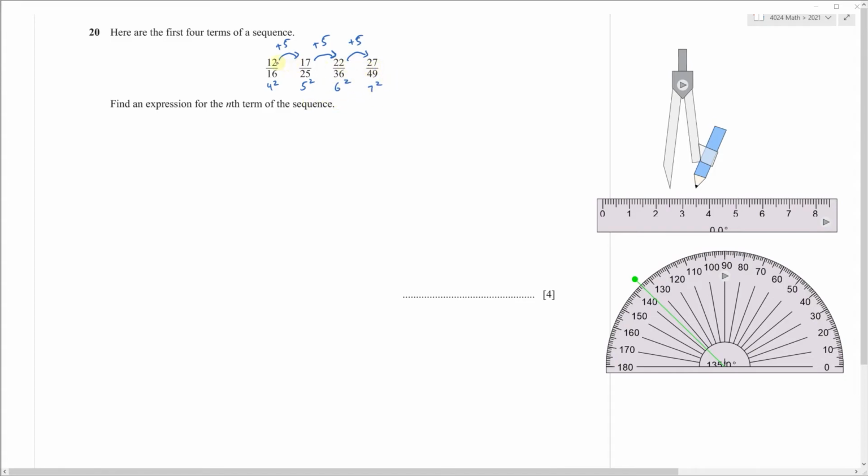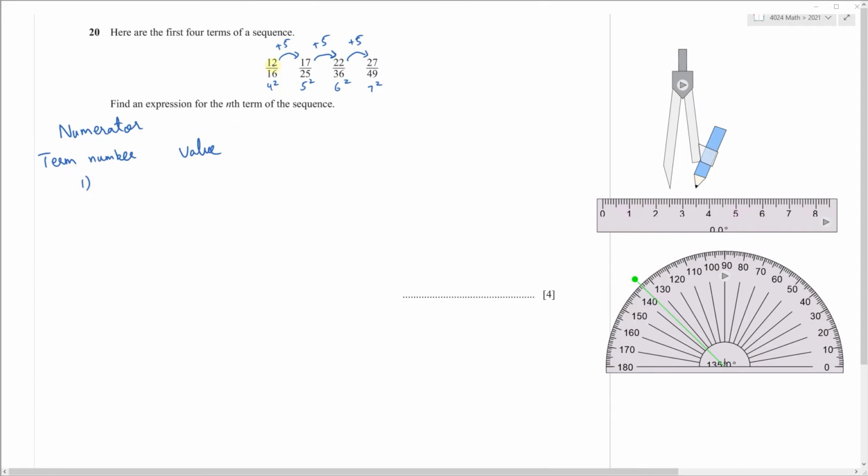So both the numerator and the denominator have a different pattern. So we'll find the nth term separately. First we'll do it for the numerators, and then we'll do it for the denominators. So let's look at the numerators first. So numerators, so you have term number and the value.